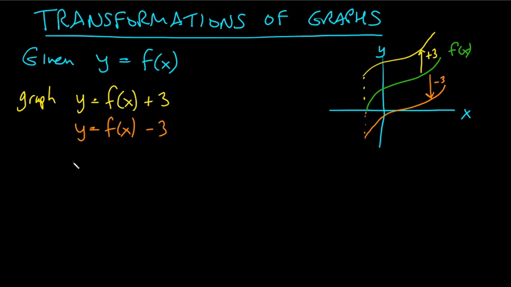Okay. A little trickier, though, if I want to graph y equals f of x plus 3. So now x plus 3 is in the parentheses. So that you have to think about a little bit. Because it looks like it's going with the x, so it's not going to be going up and down, it's going to be going left and right. But which way? Left or right?